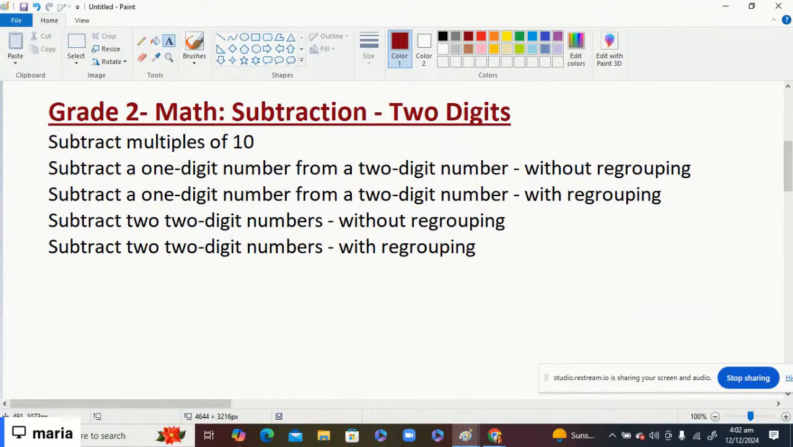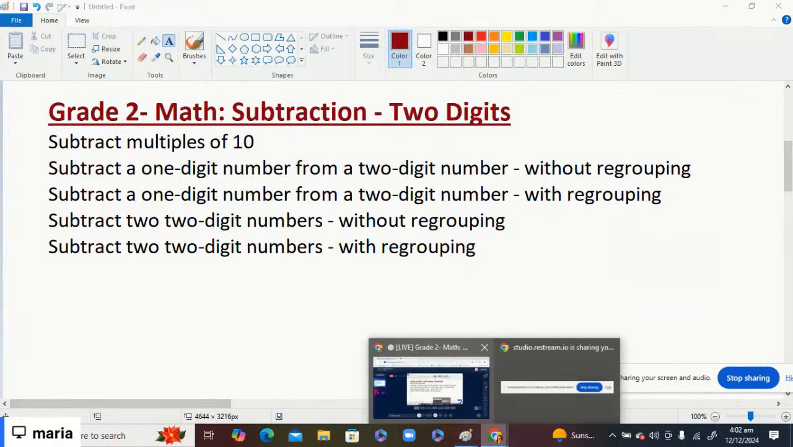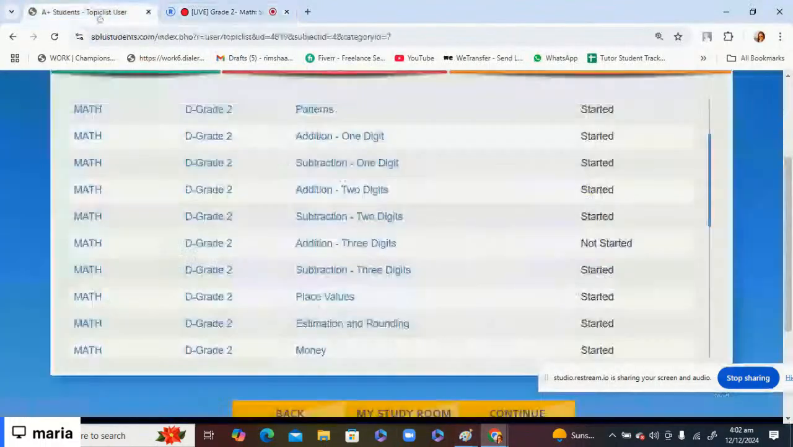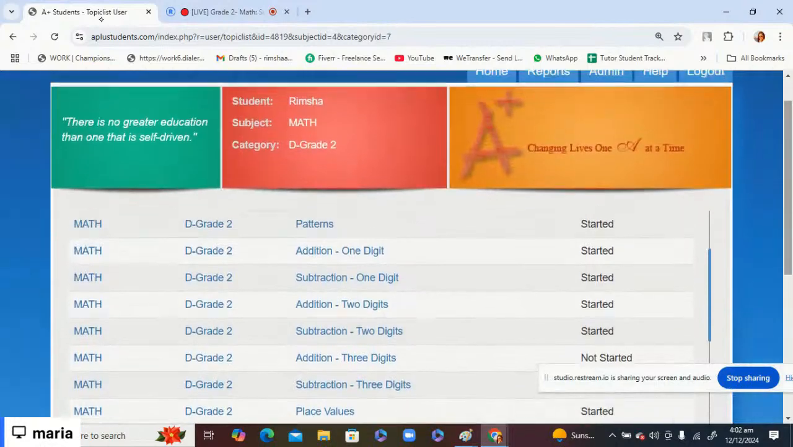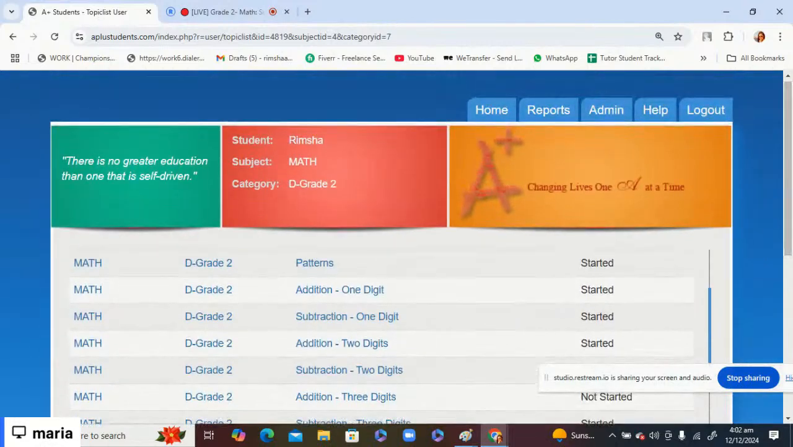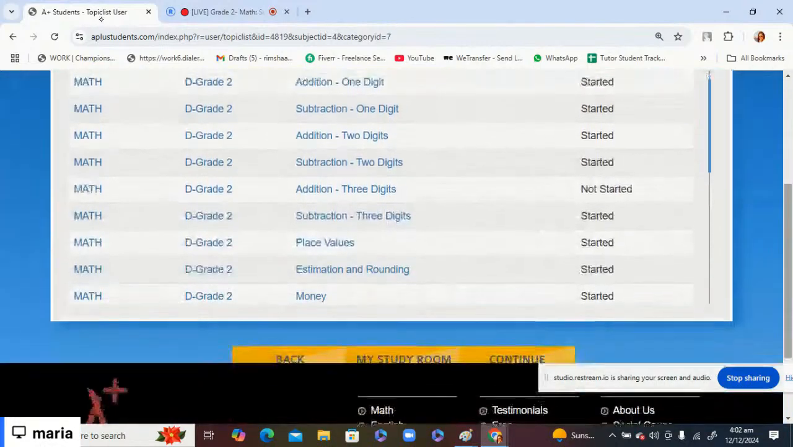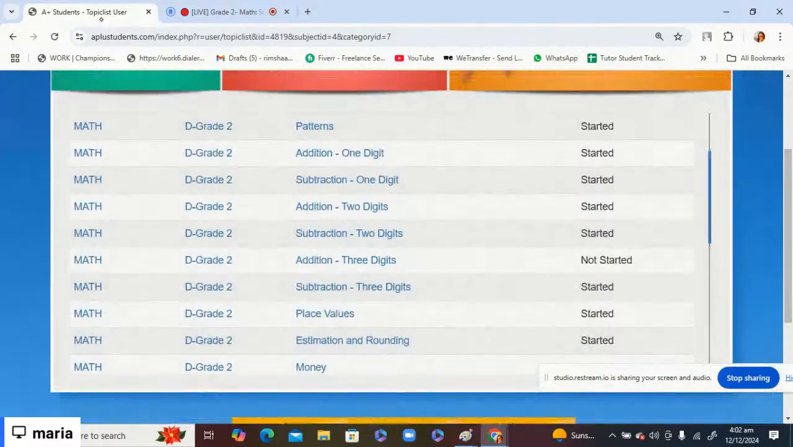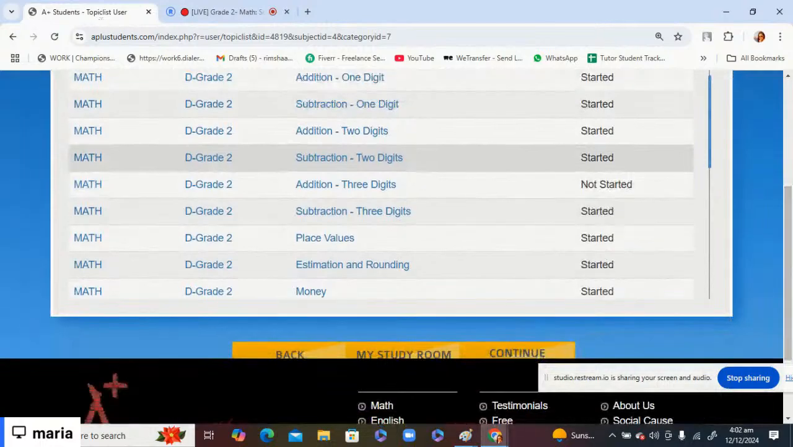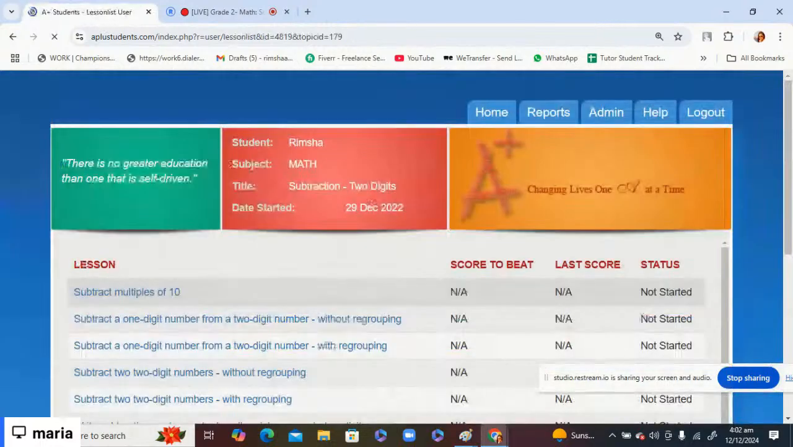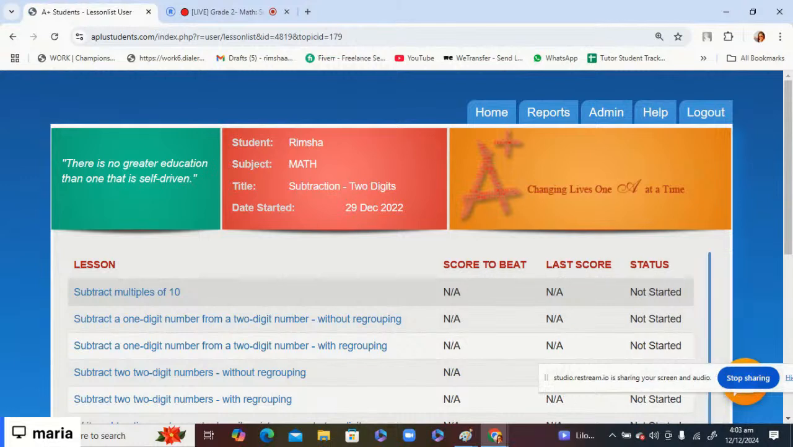So you can find all the lessons on aplusstudent.com. You have to log in using the email and password that is provided by the administrator. Go to the subject app, select maths from there, and go to the grade 2 maths. View all chapters. So here is the list of the chapters. We are on subtraction two digits. Let's continue. So here is the list of the lessons. Let's start with the very first lesson, which is subtract multiples of 10.